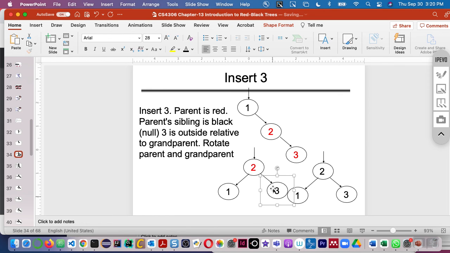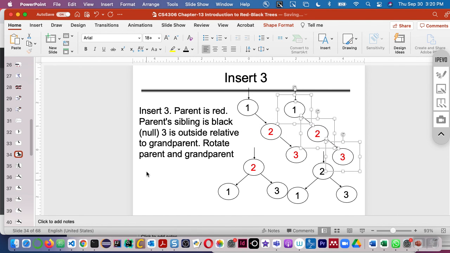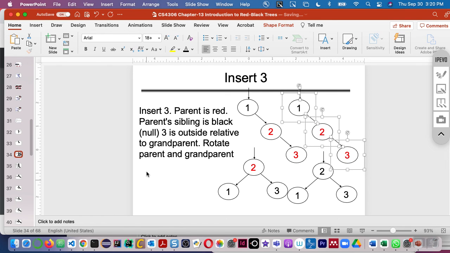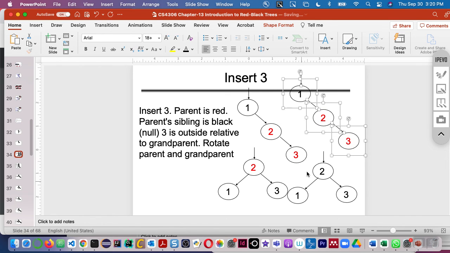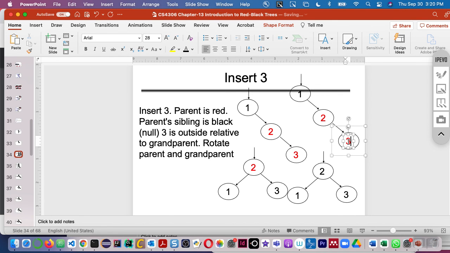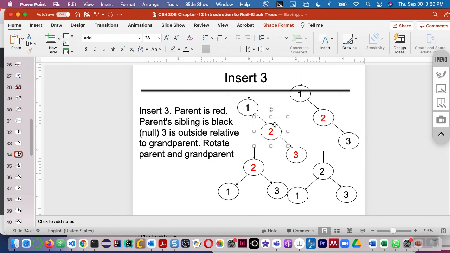So you do the rotation, then you start checking conditions. Maybe I'll do one more thing to help you understand. If I do another picture, this is step 1, this is step 2, and this will be black. This is step 1.